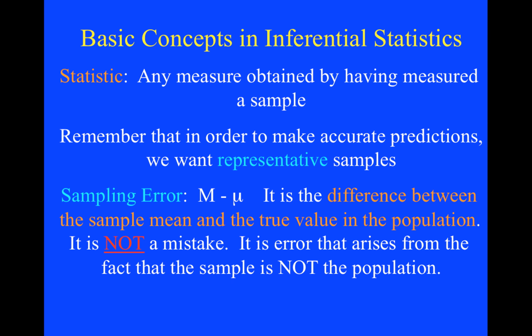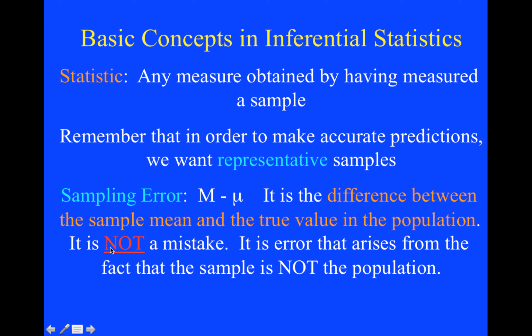Now, whenever we draw a sample, there's always what we call sampling error. Sampling error is defined as, in this case, the difference between the sample mean, which is indicated here by the large M, minus mu, which is the true mean of the entire population. So sampling error is the difference between the sample mean and the true value in the population.